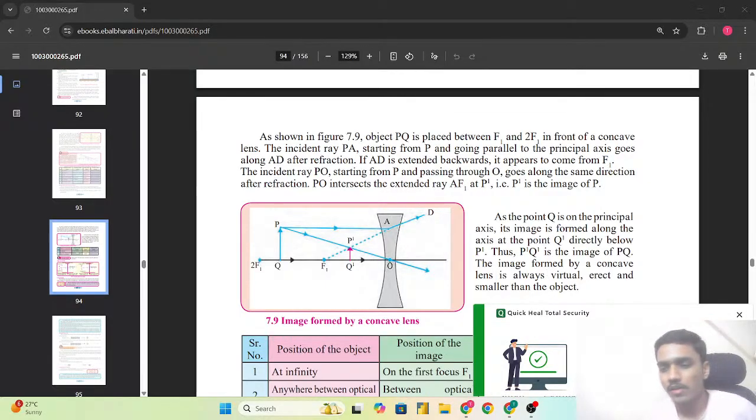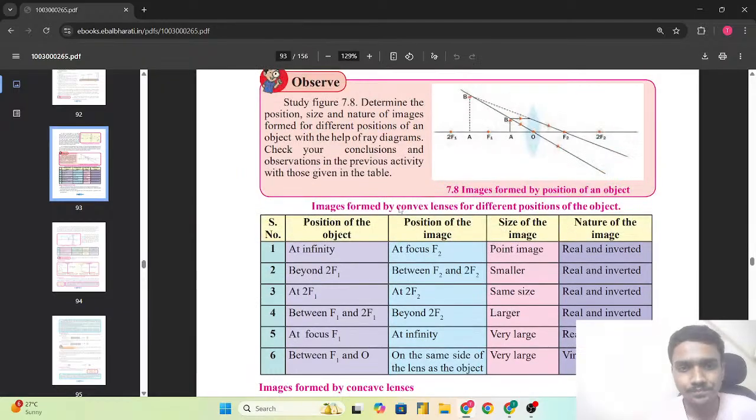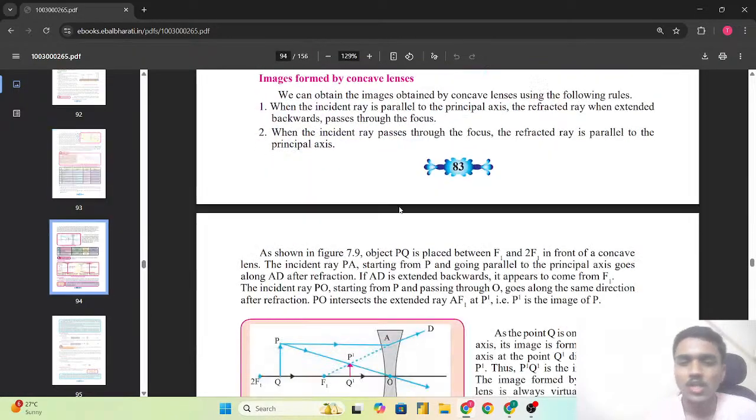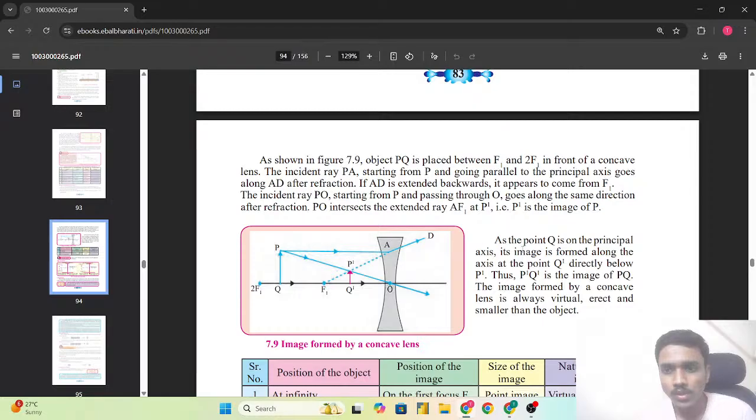Means as we are studying image formation by the concave lenses, we are taking here the diverging lens, and we are applying the same rules as we have studied for the ray diagram for the convex lenses. So same rules we are applying here for the concave lenses, and we have seen here that when the object PQ is placed in between F1 and 2F1, the image formation is occurring inside the lens. So that is P dash is the image of P.